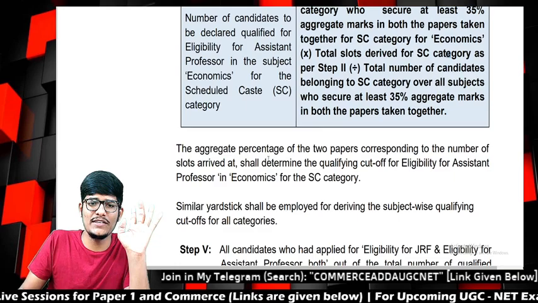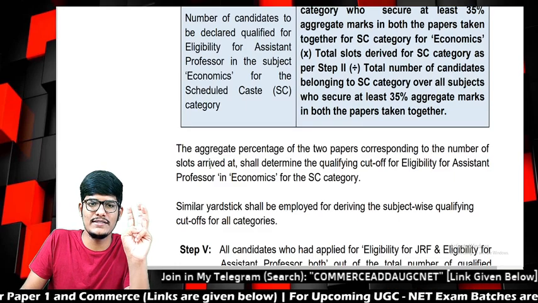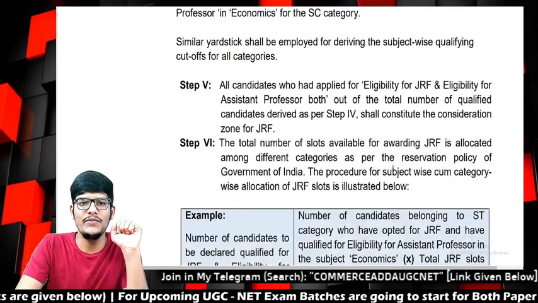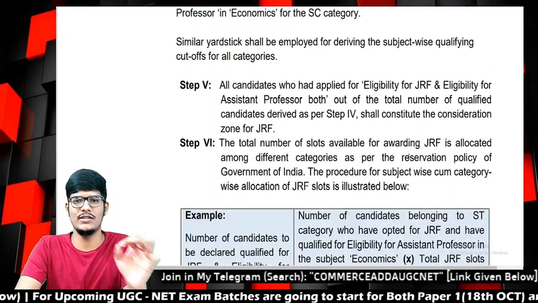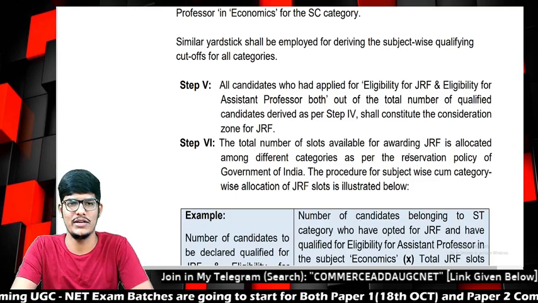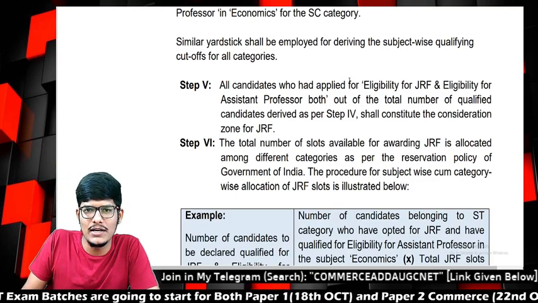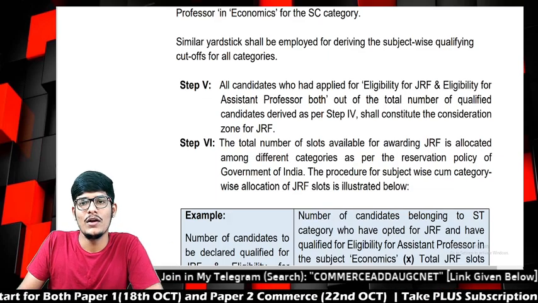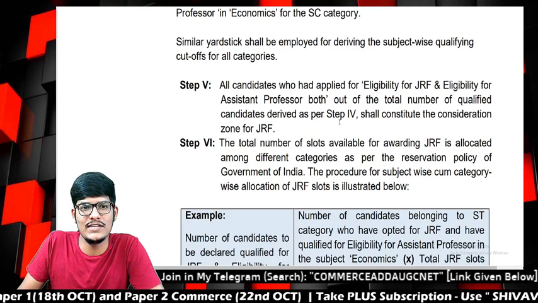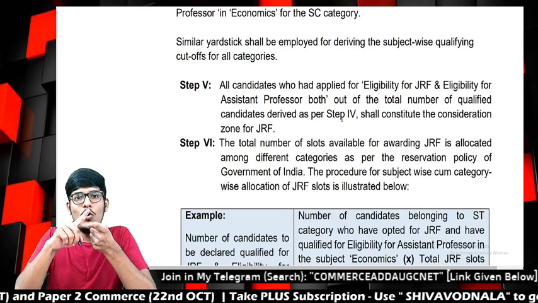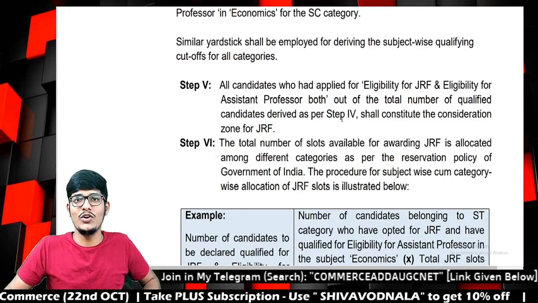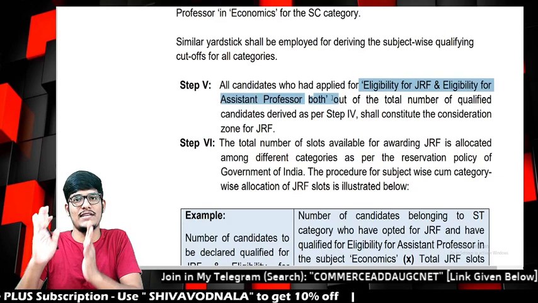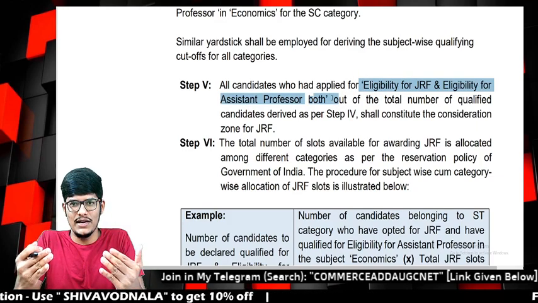Now look at the aggregate percentage of two papers corresponding to the number of slots arrived, and shall be determined for cutoff of the eligibility for assistant professor in economics. After that, similar will be applied for all other subjects also, as we are taking example only here, economics. Now all the candidates who applied for the eligibility for JRF and eligibility for assistant professor, both, out of the total number of qualified candidates derived as per step number 4. Correct or not? See, who applied for both, we need to separate them because they are the only persons who will be considered for the JRF, if they are meeting the cutoff criteria.